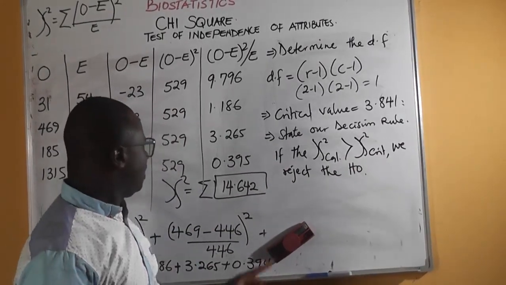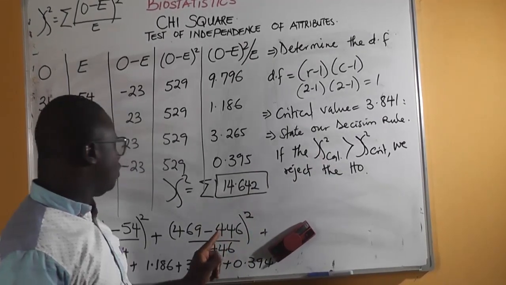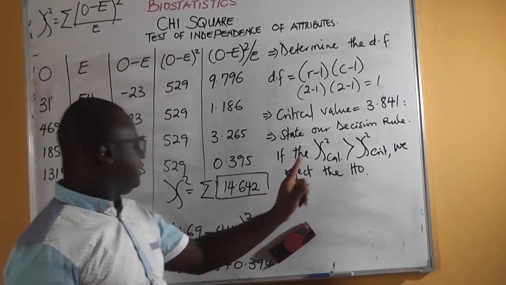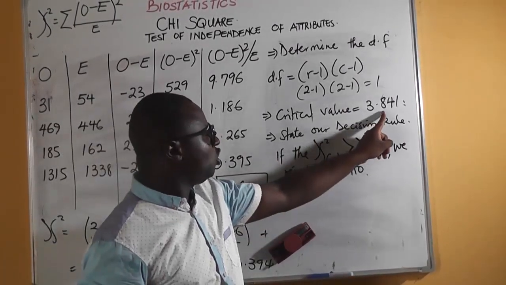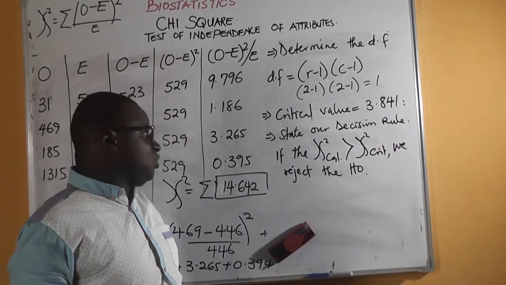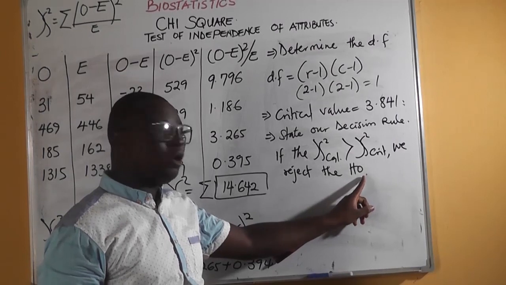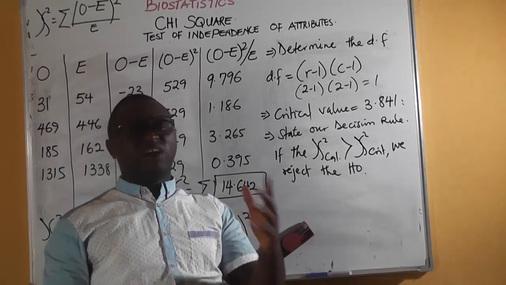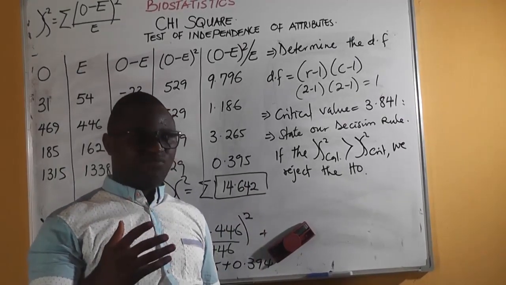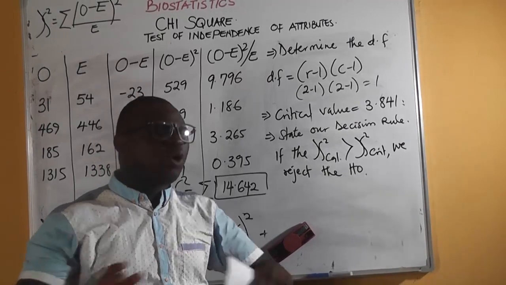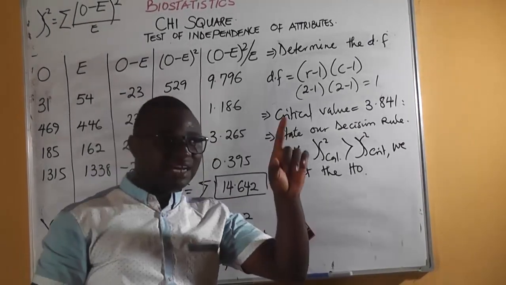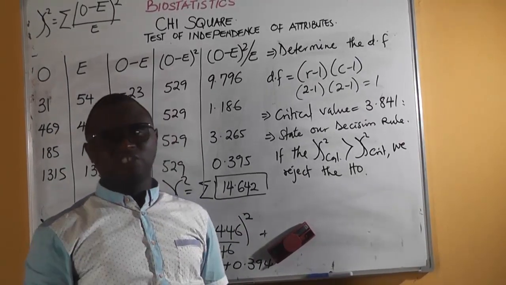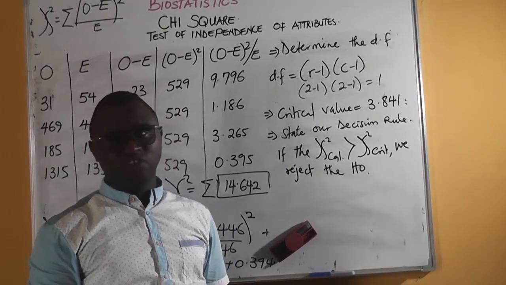Now, let's look at it again. What is our chi-square calculated value? 14.642. Obviously, this is greater than 3.841. That means we are going to reject our null hypothesis. What was our null hypothesis again? We said vaccination is not effective in the prevention of smallpox. So we are going to reject that. If we reject that, we are going to accept the alternate hypothesis, which states that vaccination is effective in the prevention of smallpox.